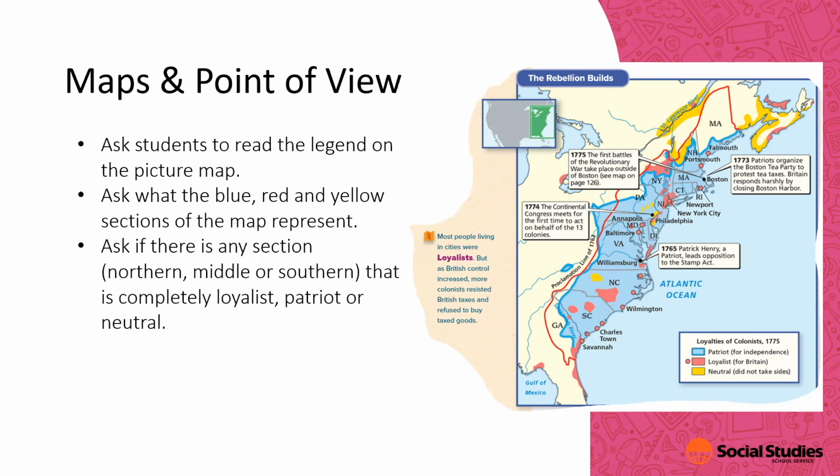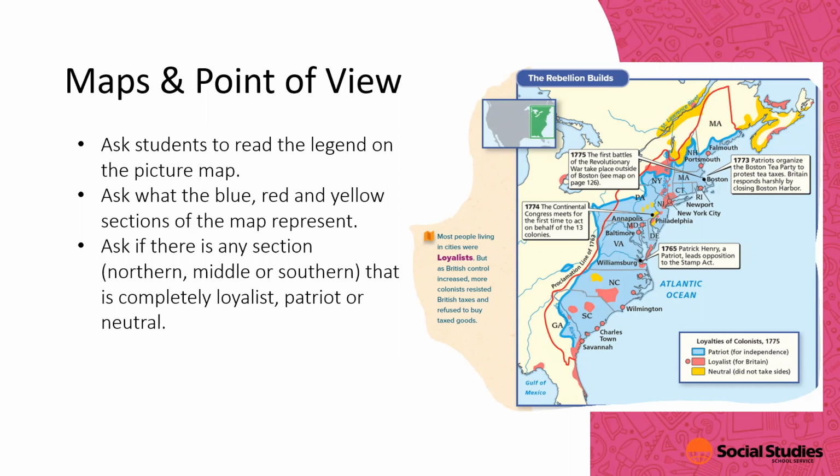So let's all look at the map legend on the handout, and these could be questions posed to your students. Ask students to read the legend on the picture map. Ask what the blue, red, and yellow sections of the map represent that they'll see in their map legend. Ask if there are any sections, north, middle, or southern, that are completely loyalist, patriot, or neutral. You can see those with the colors and the boundaries set in that map legend, and so they can start to think critically about that.